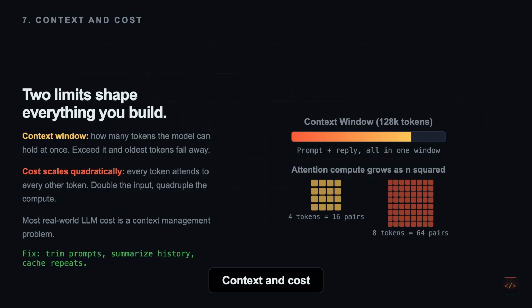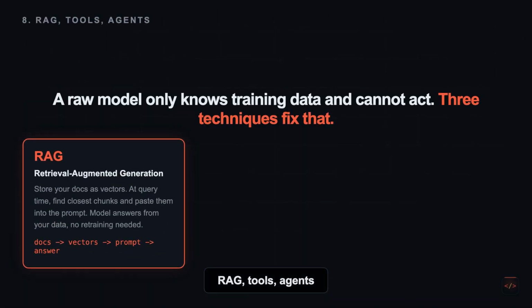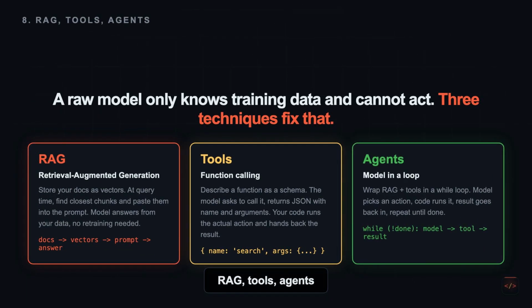Let's say you tackle all of this, but the issue is that you have your own data, and a raw model only knows what it saw in training, and it cannot take actions as well. So we can add more things on top of it. We have three techniques which will fix most of our issues. The first one is retrieval, often called RAG. You store your documents as vectors, find the chunks closest to a question, and paste them into the prompt so the model answers from your data without retraining.